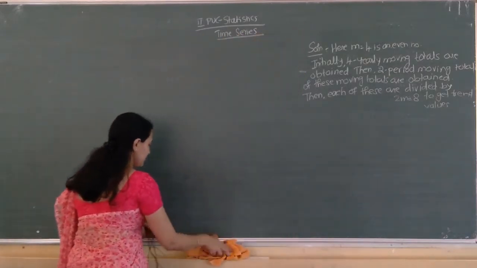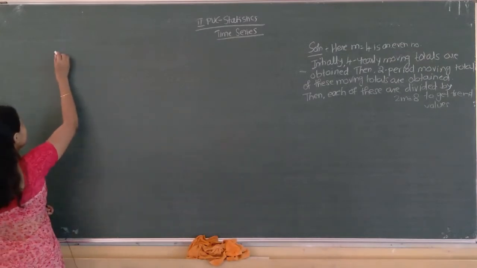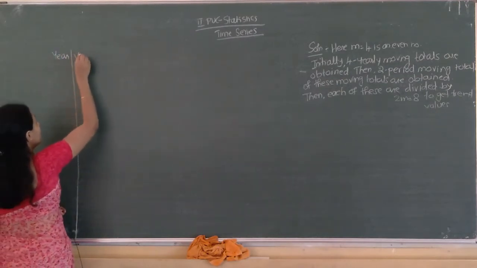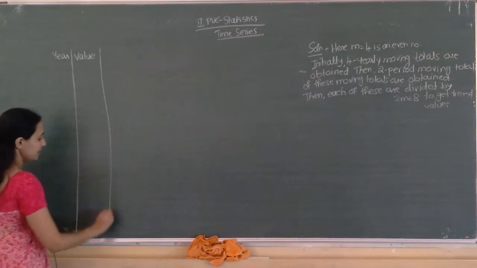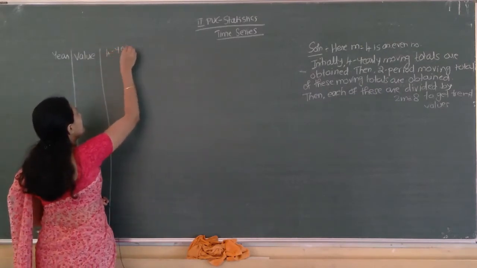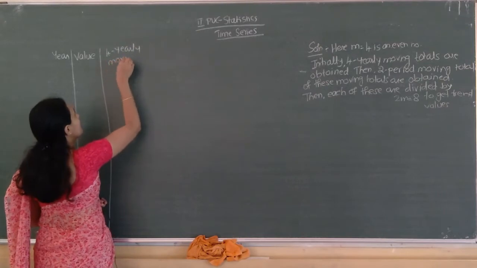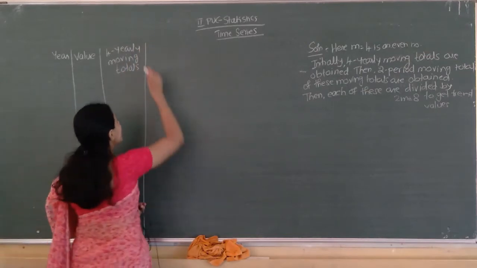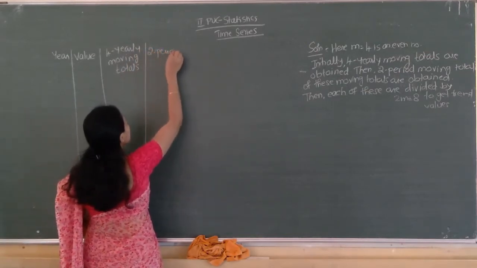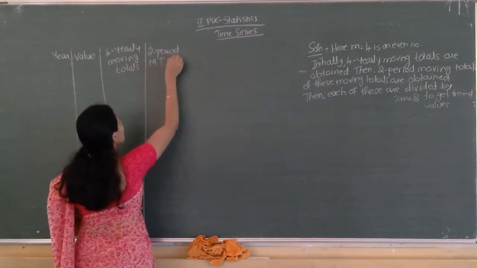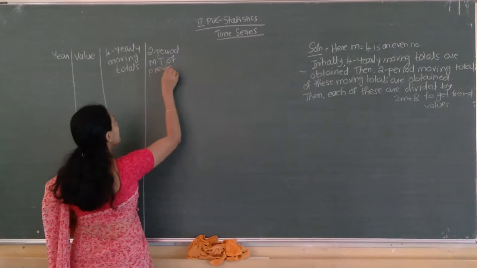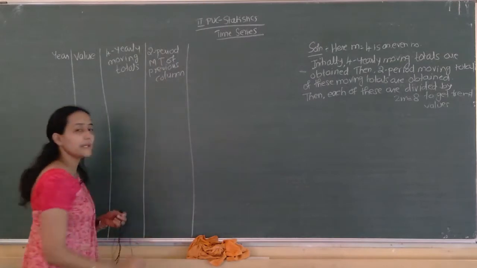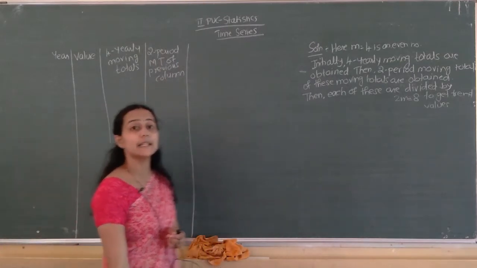Okay, solution I will do here. First which one? Year and value, right? Year. Second one value. Third one 4 yearly moving totals. Next, 2 period moving total of previous column. Last one, trend values.